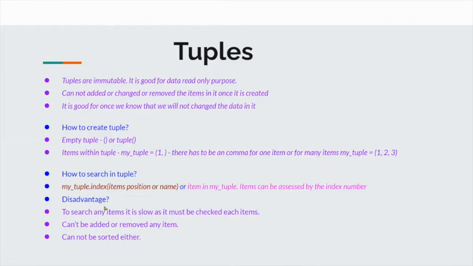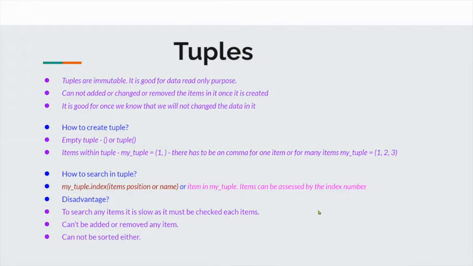What are the disadvantages? It is a bit slow because it has to check every single item, whether it is available or not. Another thing, it cannot be added to or removed from once it has been created, and it cannot be sorted either. With a list, you can sort ascending, descending, or reverse, but you cannot do that on tuples.